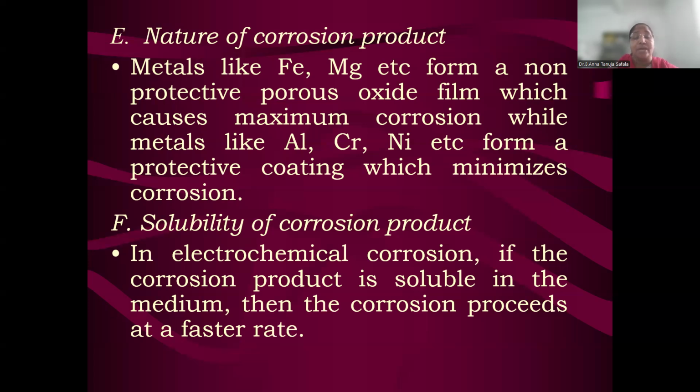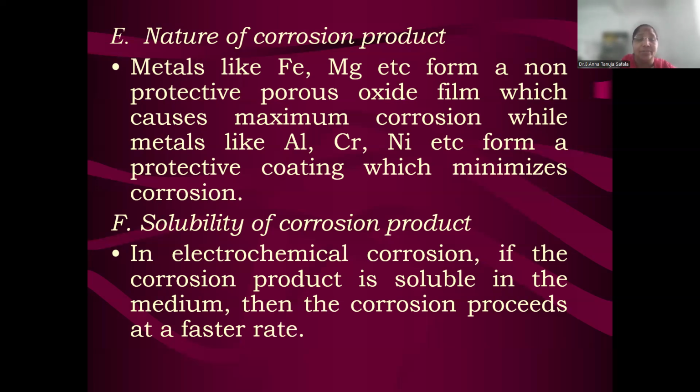So we come to the other factor, solubility of corrosion product. If the formed corrosion product, like rust, is readily soluble in the environment, then again and again the metal will be exposed to the environment and lead to corrosion.